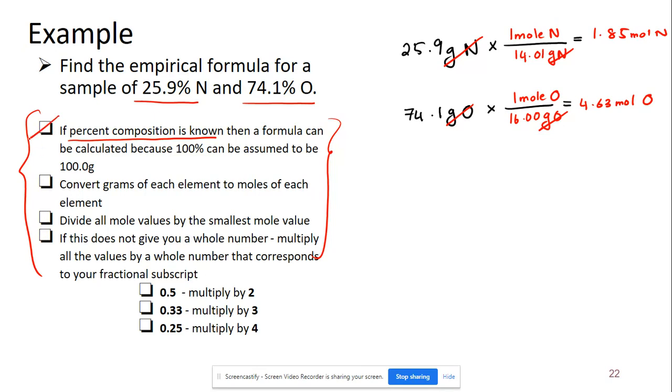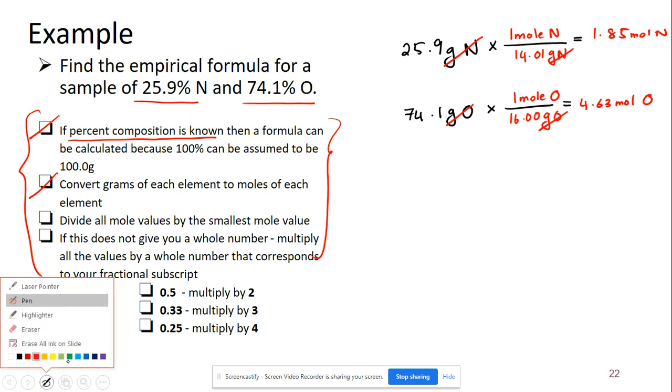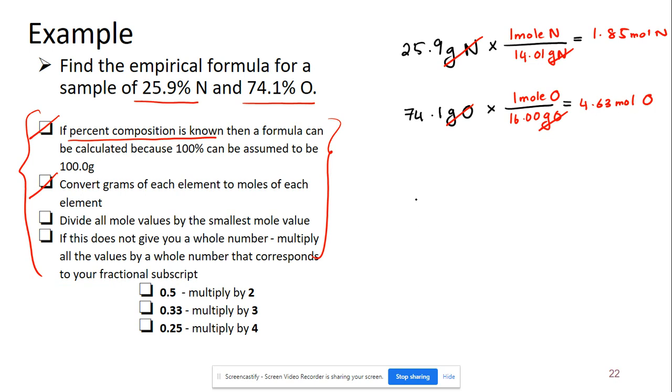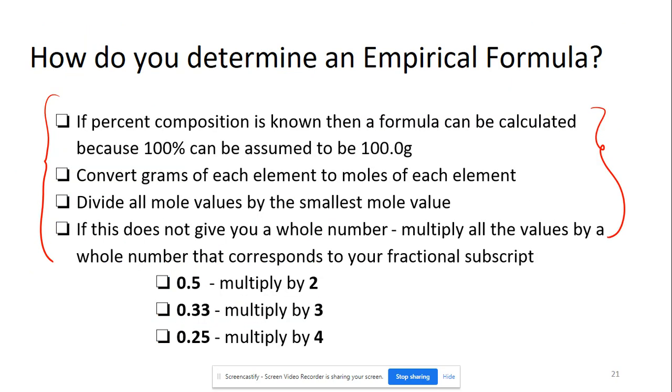The third step tells you to divide all mole values by the smallest mole value. Before you do that, I want you to write it like you would write a formula. Here's my nitrogen, here's my oxygen. I'm going to write these mole values as little subscripts. I have 1.85 moles of nitrogen and 4.63 moles of oxygen. Nitrogen is the smallest mole value, so I'm going to divide everything by 1.85. And that will give me 1 here, and 4.63 divided by 1.85 gives me 2.5.